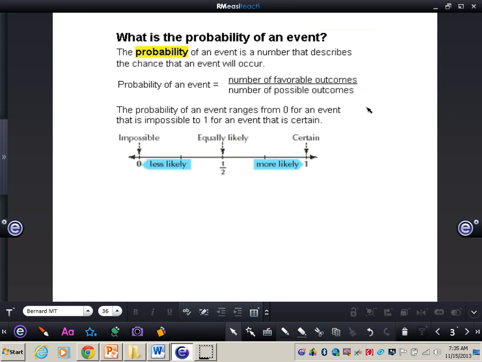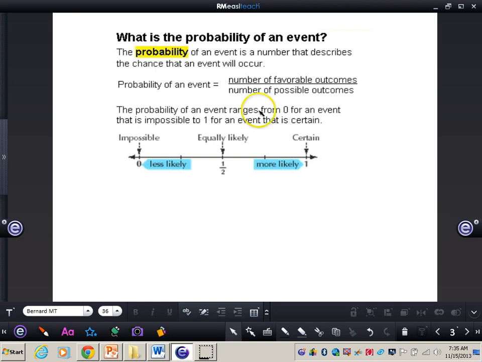For example, if there were 3 students and I would ask you what is the probability that one student would be picked, the probability would be 1 over 3, because 1 is the number of favorable outcomes we're looking for, and 3 possible different students I could choose.